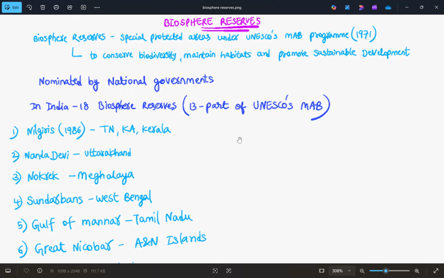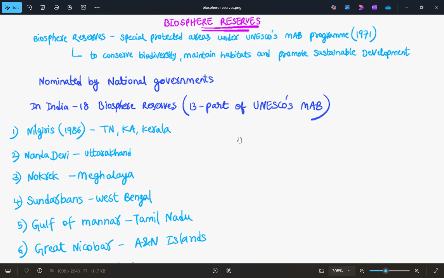So what is the purpose of this? To conserve biosphere reserves. And what do biosphere reserves do? They conserve biodiversity, maintain habitats, whether arid habitat, maritime habitat, natural terrestrial habitat, whatever habitat the area encompasses, and also promote sustainable development. So this is the motto behind designating areas as biosphere reserves.